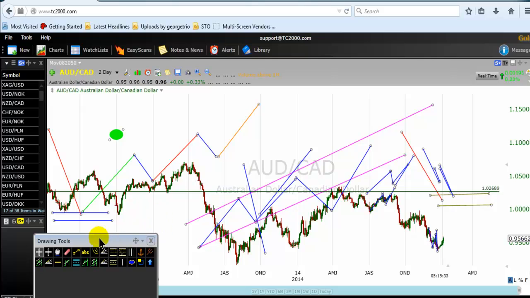So another thing I was saying to you here, the reason why the third wave should not be the shortest wave. Ladies and gentlemen, let's continue this discussion.